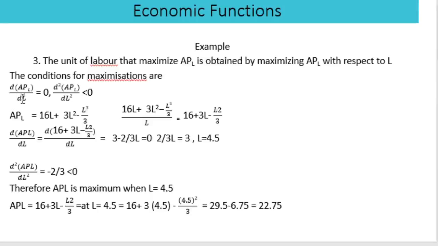of APL. First take the first differential, that is APL equal to 16L plus 3L square minus L cube by 3. Differential of this equals 16, plus 3, differential of 3L square equals 3L, minus L cube by 3. L square by L cube by 3 is minus L square by 3. The average product equals the total product divided by L, that is 16L plus 3L square minus L cube by 3, by L, that is 16 plus 3L minus L square by 3.